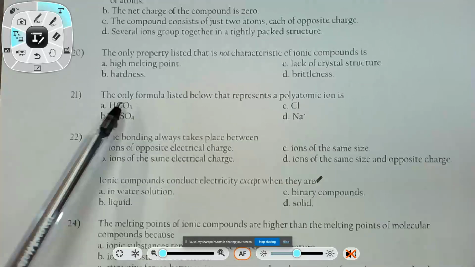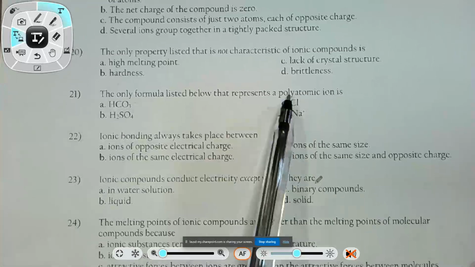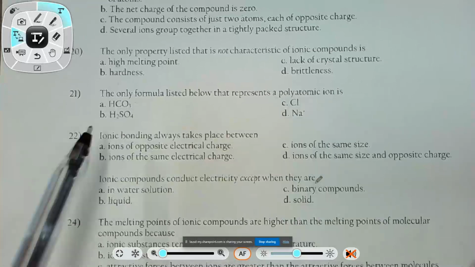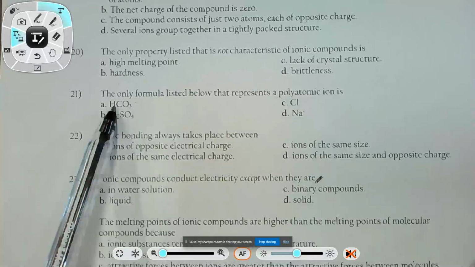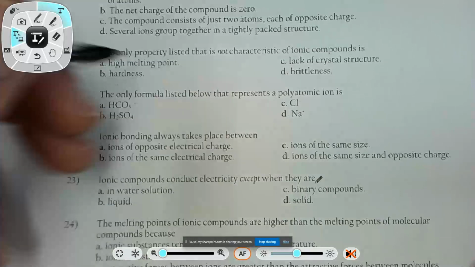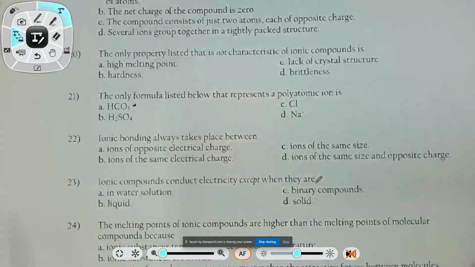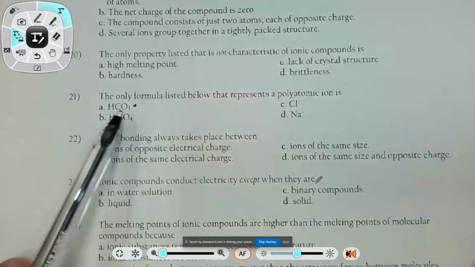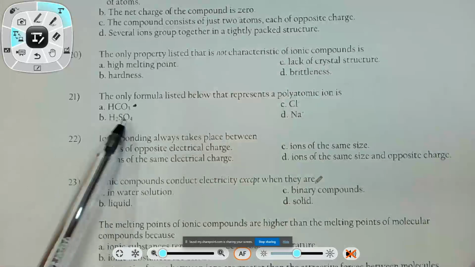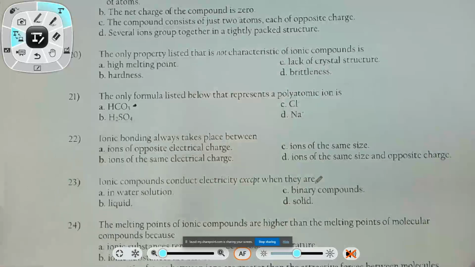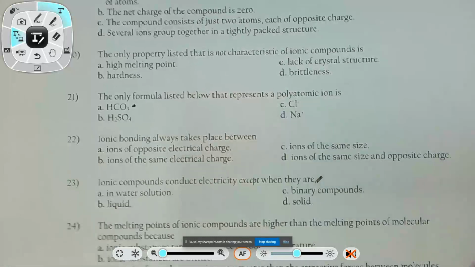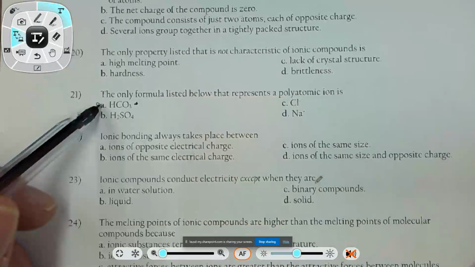21, the only formula listed below that represents polyatomic. Poly means many. So we want many atoms, and it has to be in ions. So if we look at this, here we have a substance that consists of many atoms, and there's a charge here. So this is both polyatomic and it's an ion. Here's another one. This one also is polyatomic, but here there's no charge. This one has a charge, but it's not polyatomic. Same here. So there's your answer, polyatomic.